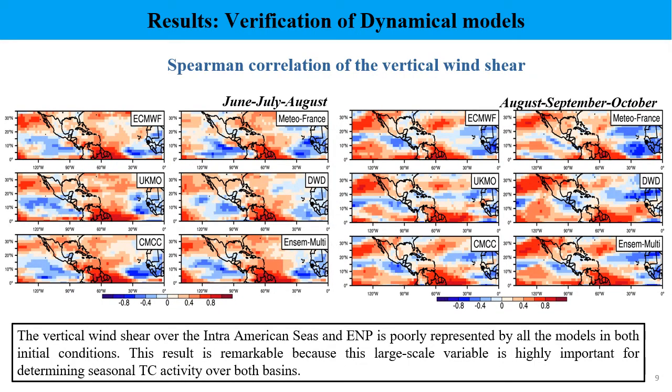To see why the models are overestimating and underestimating the activity of the tropical storm track density in both basins, we downloaded data from the ERA5 of variables that are precursors of the formation of tropical cyclones. So we evaluate the data downloaded from the ERA5 of surface temperature, the geopotential height, the specific humidity, the U and V components to compute the vertical wind shear, and as you can see here in this image, we compute the Spearman correlation of the vertical wind shear.